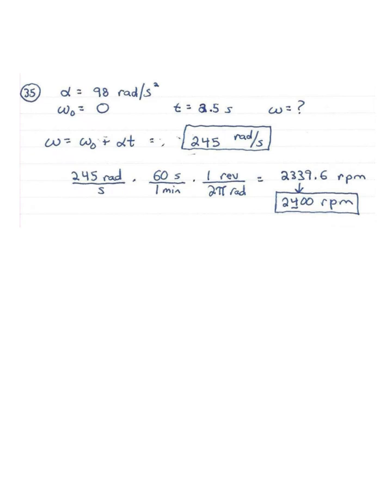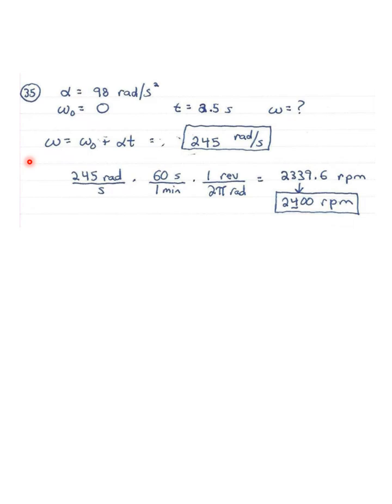Number 35. A lawnmower blade accelerates at 98 radians per second squared starting from rest. What is its angular velocity after 2.5 seconds? Answer in radians per second and RPM, which is revolutions per minute. Well, we're given alpha. It's at rest, so omega naught is 0. Time of 2.5 seconds. What is its angular velocity? So we'll use omega equals omega naught plus alpha times t. And we get 245 radians per second.